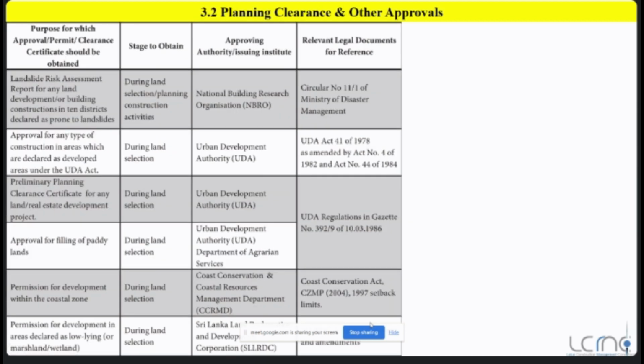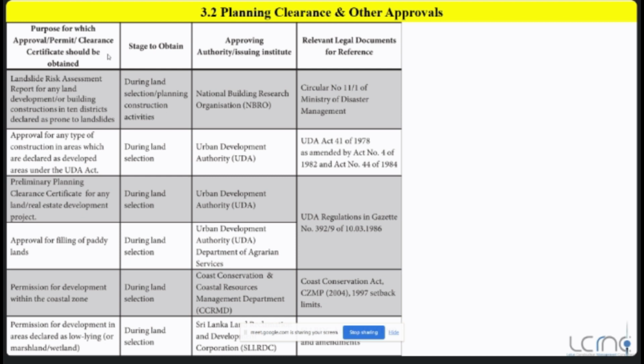This is also very important. If you want, just take a screenshot of this image. These are the planning clearances and other approvals, which I have clearly interpreted. These are the authorities from which you need to get clear answers when you are planning to do construction work.